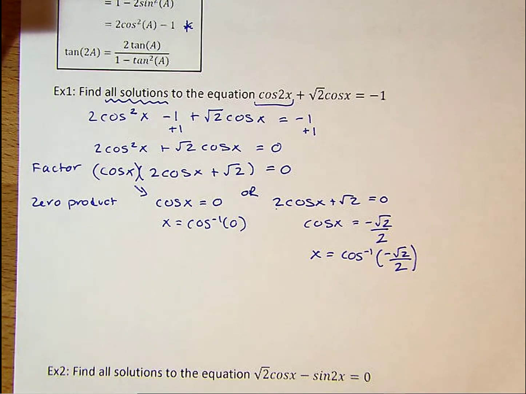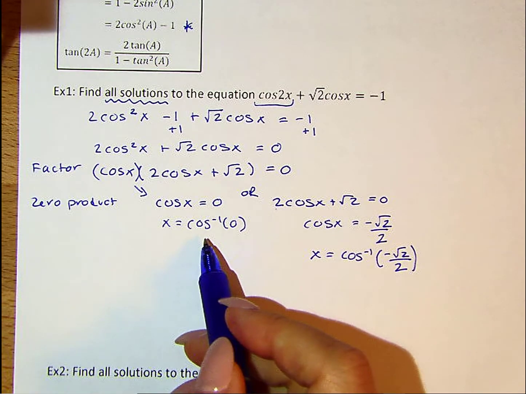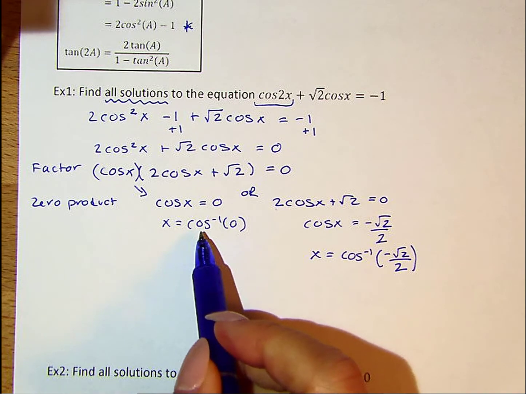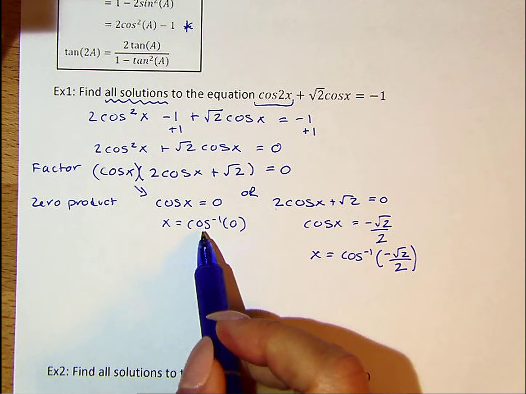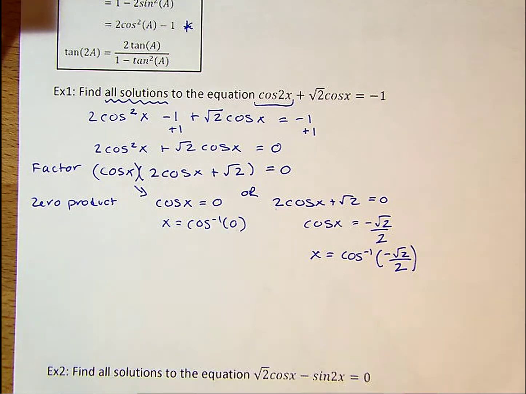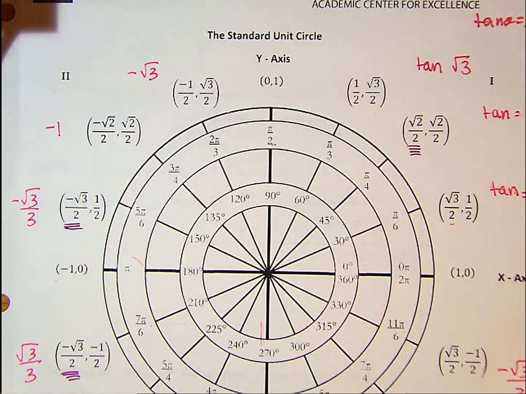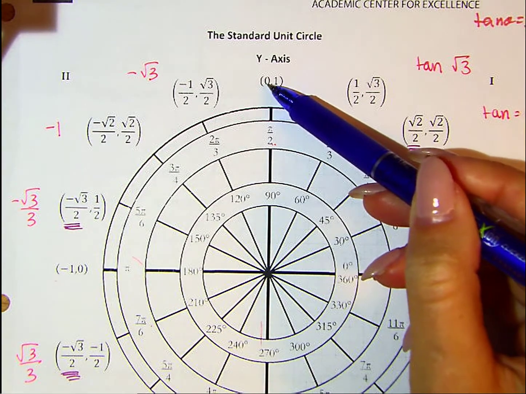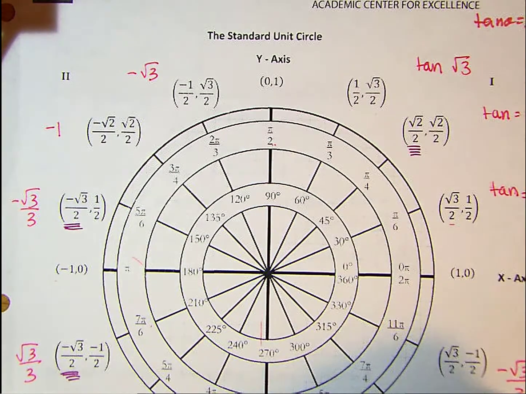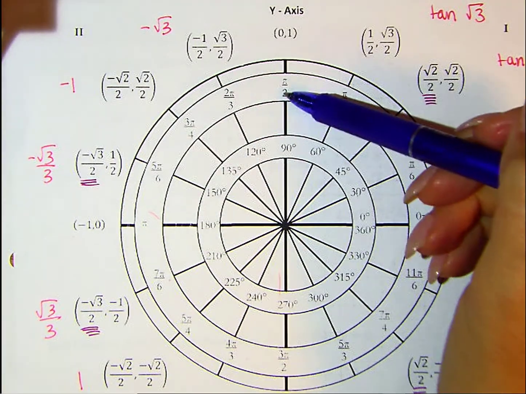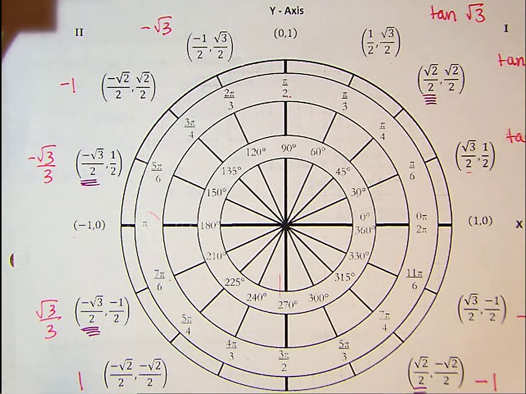Now I need to evaluate these, so I'm going to look at my unit circle. So the equation on the left-hand side is asking the question, cosine, so that's the x value. So at what angles is the x value equal to 0? So I look at my unit circle. My x value is equal to 0 at pi over 2 and at 3 pi over 2. So pi over 2 and 3 pi over 2.